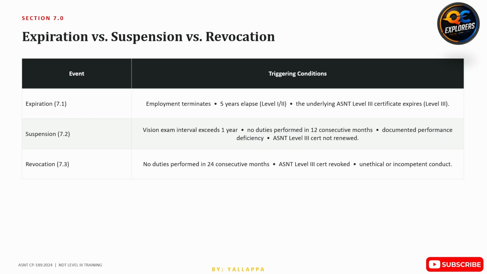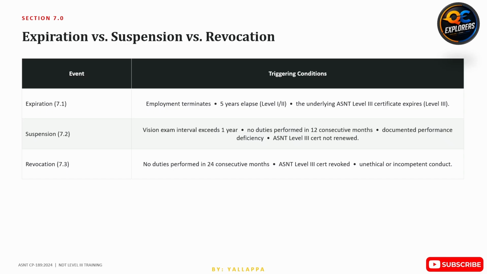Understanding the differences is essential not only for the ASNT Level III examination, but also for anyone responsible for managing an employer's certification program. Let's begin with expiration, shown in the first row of the table. Expiration is the normal end of a certification period. It does not necessarily indicate poor performance or misconduct. Instead, it simply means that the certification is no longer valid because one of the specified conditions has occurred.